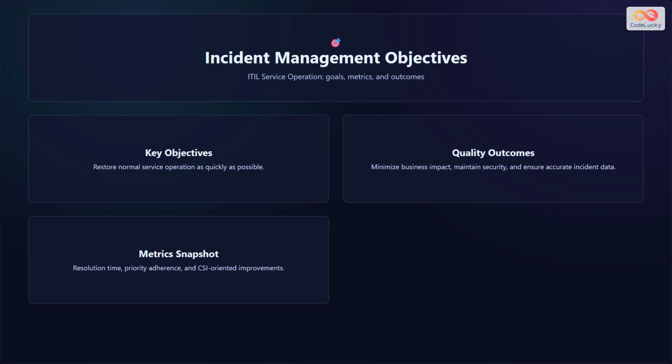Welcome to this comprehensive guide on incident management objectives. In this video, we'll explore the core goals, key metrics, and measurable outcomes that define effective incident management. Whether you're new to IT service management or looking to strengthen your incident response processes, this overview will help you understand what successful incident management looks like.